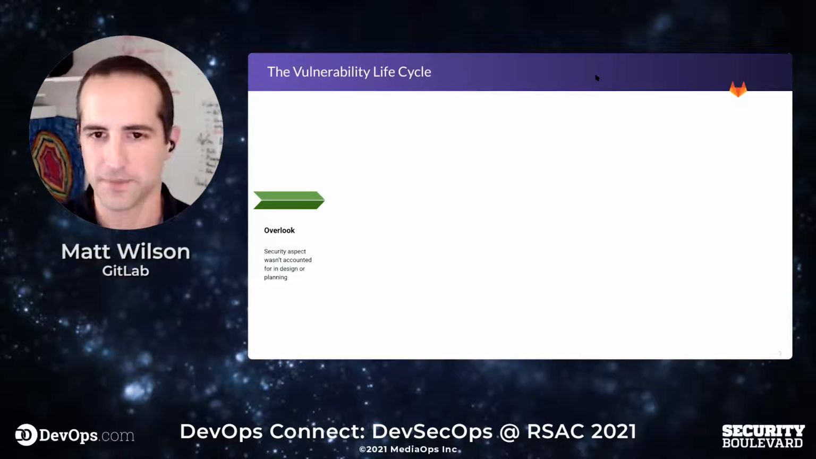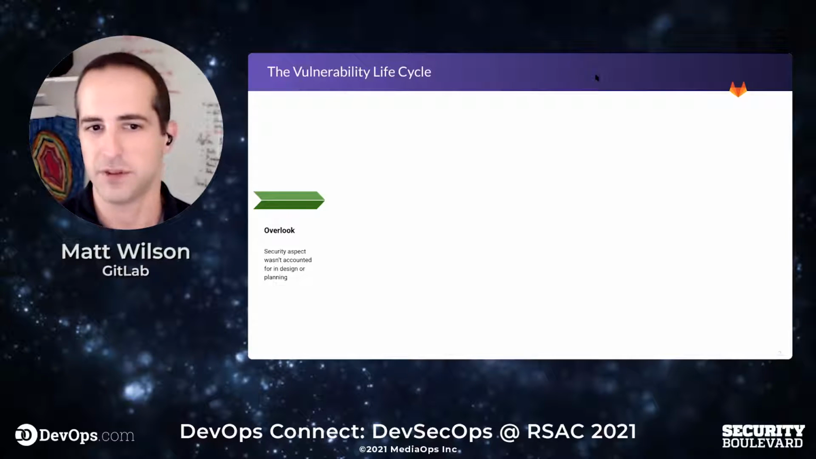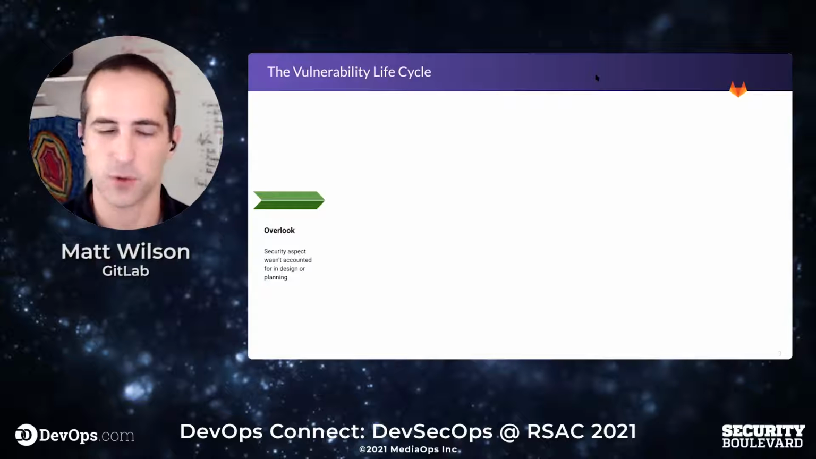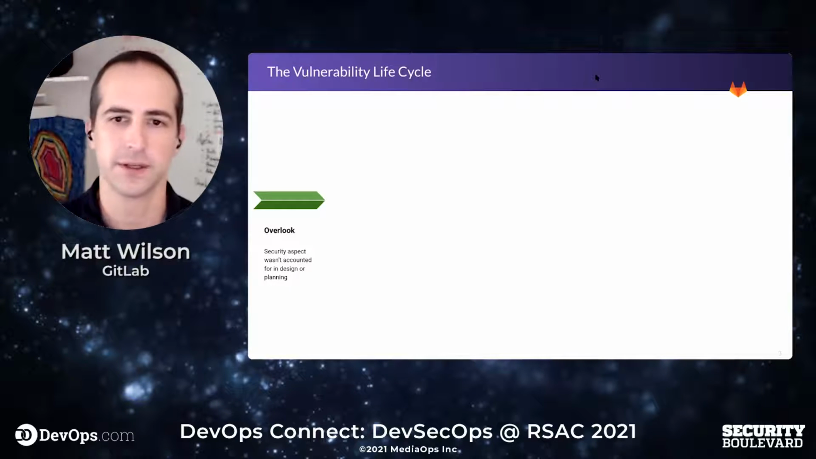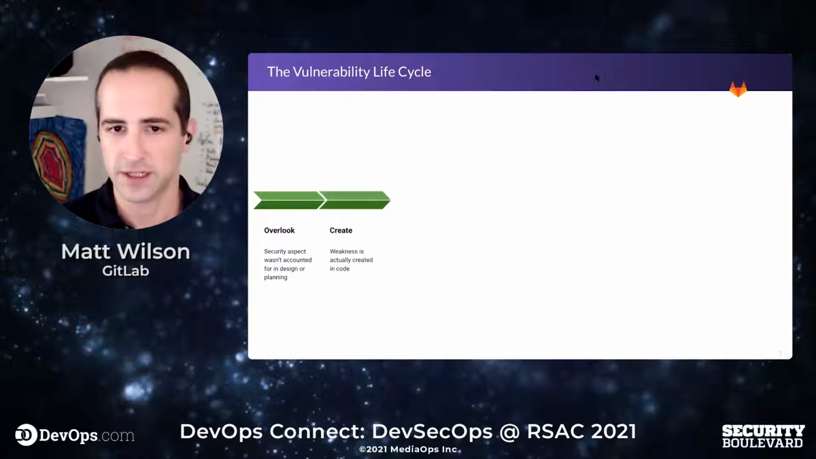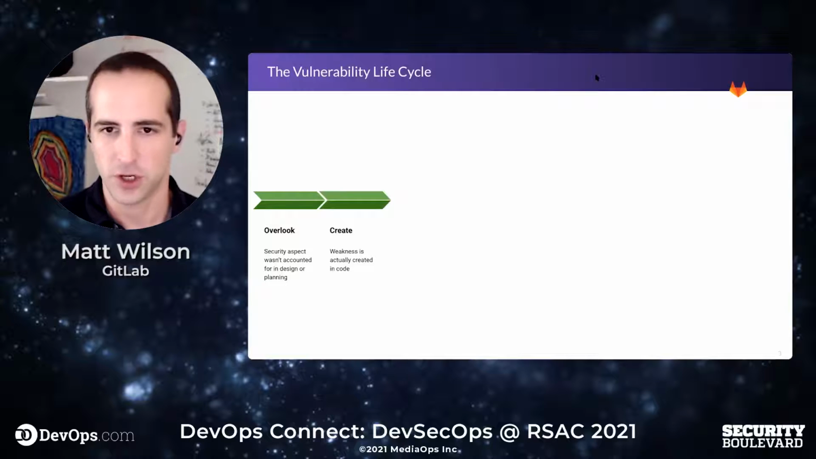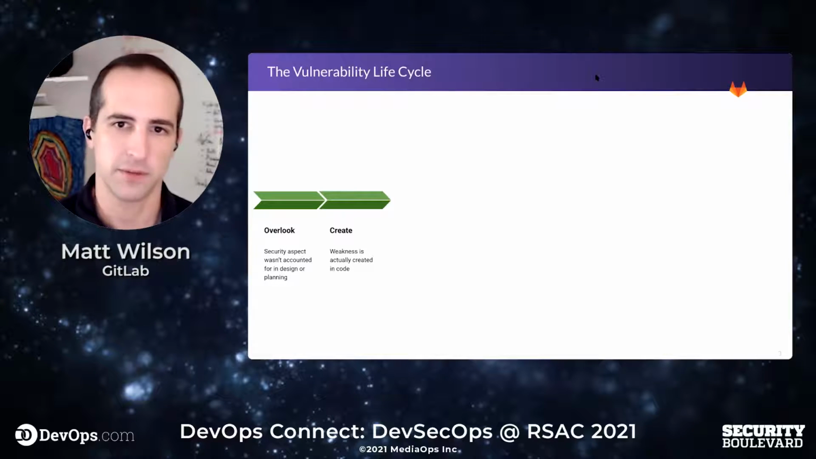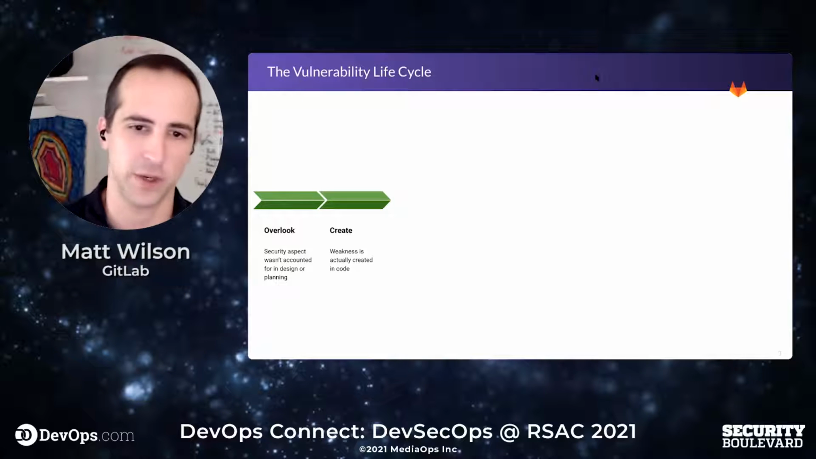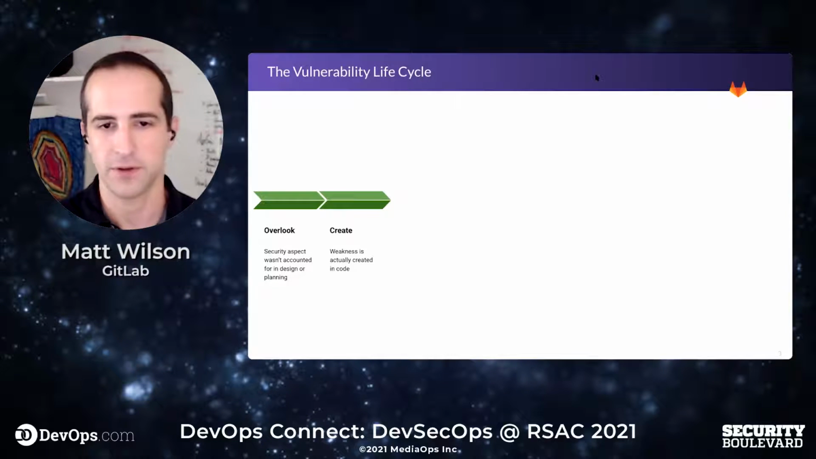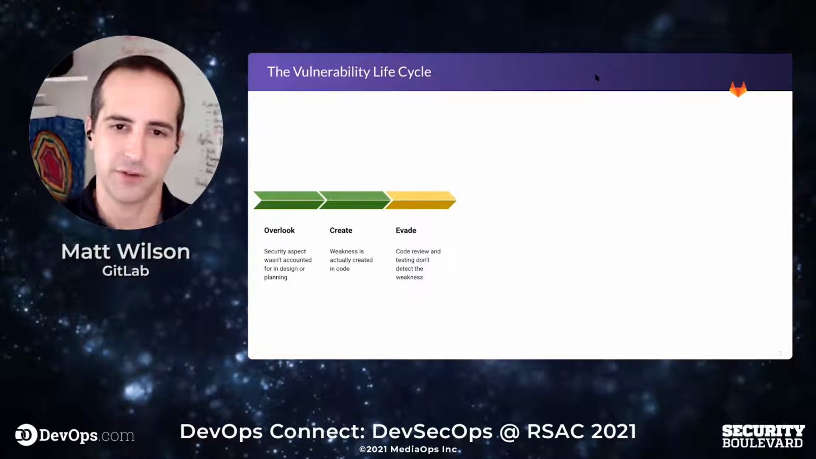So at the very beginning, it starts with something being overlooked. This is maybe something in the design that wasn't accounted for, something in planning, or maybe just an unknown that wasn't considered. This is going to lead to the actual creation. A weakness is introduced into code, where the weakness is the code itself, or maybe something wasn't coded to prevent a potential weakness.